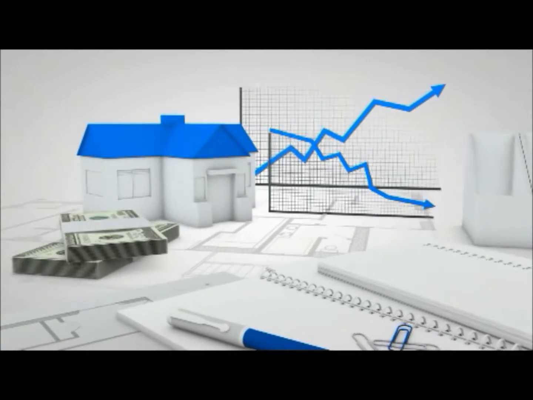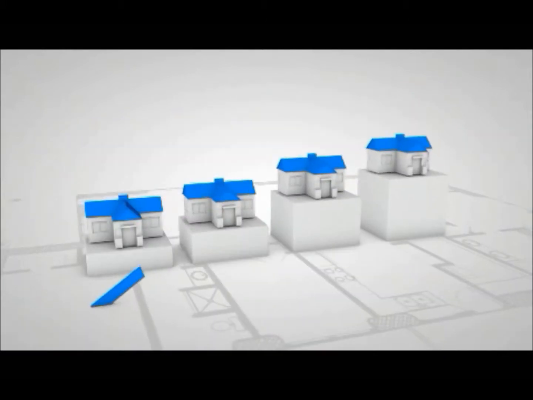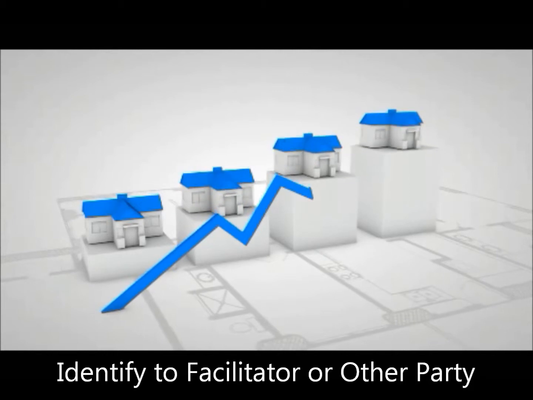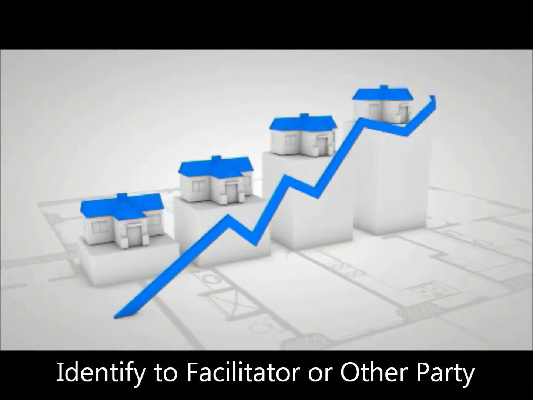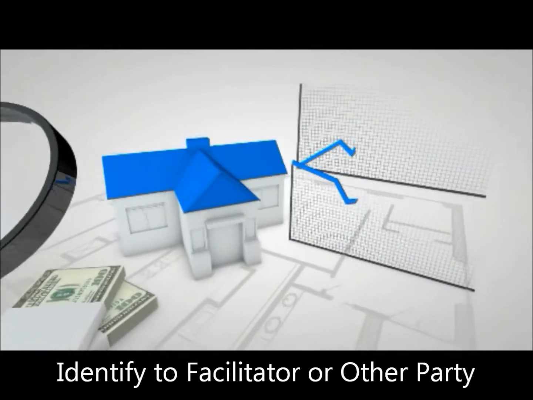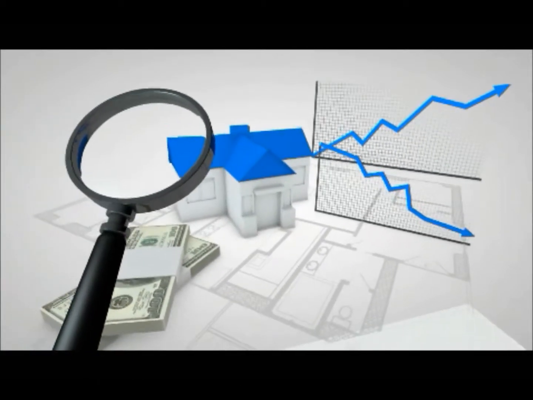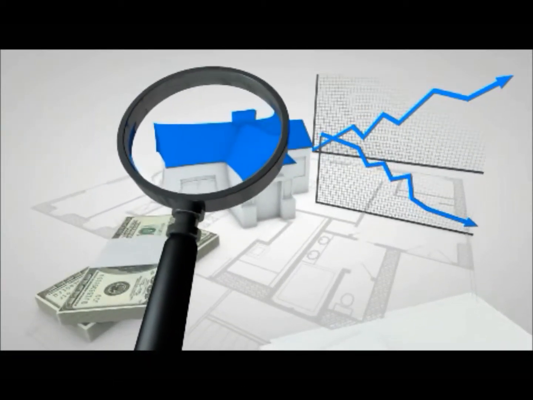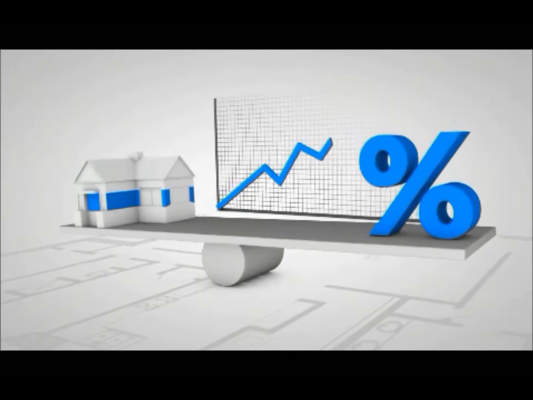Now, I mentioned that the identification had to be in writing. Well, this is how that's done. You may make the identification to your qualified intermediary or facilitator or to one of the other parties to the exchange. For instance, your closer, settlement agent, or escrow holder, or the seller of the prospective replacement property.